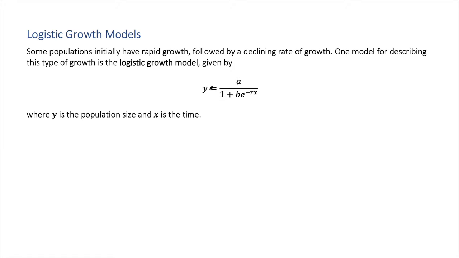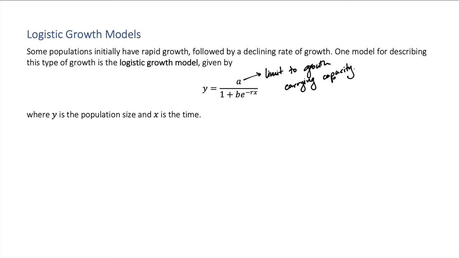Okay, Y is our population size, X is time. You can use a T there if you'd like, and R describes the rate of growth. The numbers A and B are actually pretty significant. A is the limit to growth. It's also sometimes called the carrying capacity, because it's the capacity of the environment.